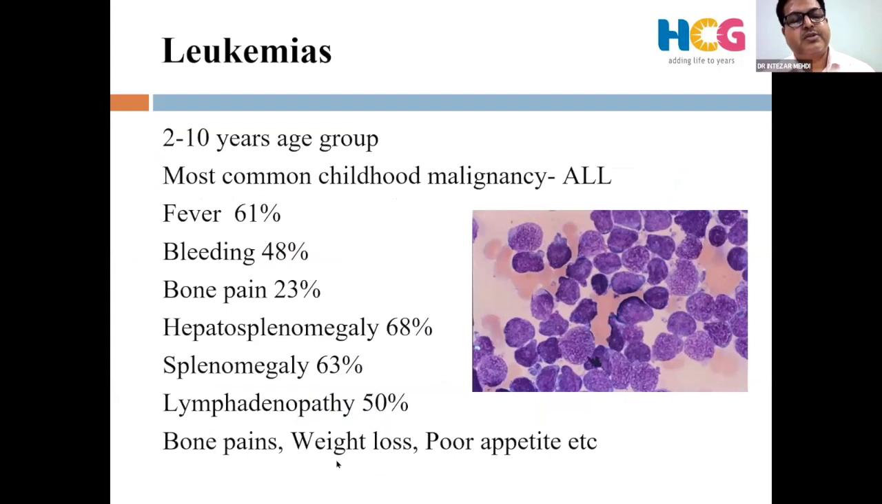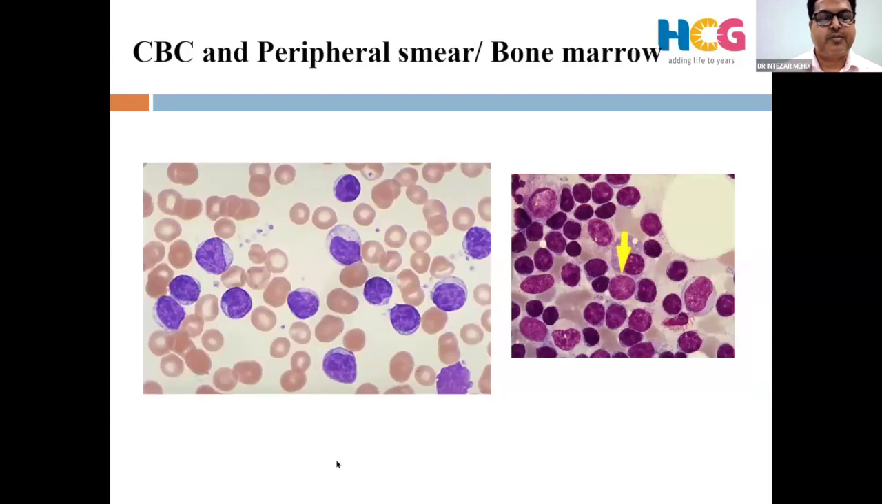And the classical presentation in children is unexplained fever. There can be bleeding, bone pains. There can be hepatosplenomegaly, or spleen alone, or lymphadenopathy. Sometimes there may be weight loss or poor appetite. So these are all classical presentations. If you have a child presenting with fever, pancytopenia, organomegaly, and lymph nodes, almost always we'll pick it up.